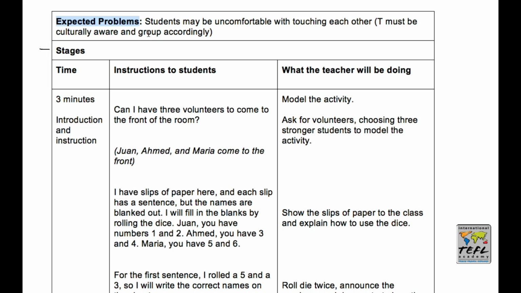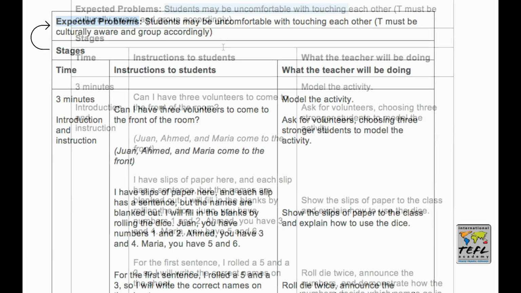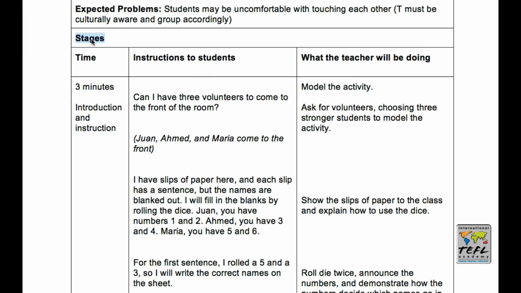And this is where you think about what might go wrong or what could be difficult about the activity you've planned. And then we get to the meat of the activity, the stages themselves. And you'll notice there are 3 columns here. The first column on the left is time, where we put how much time each stage will take. The middle column, the instructions to students.